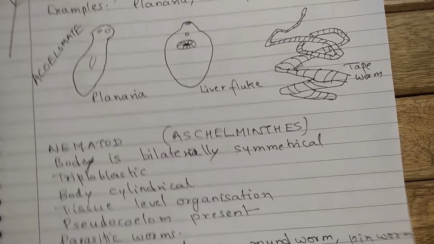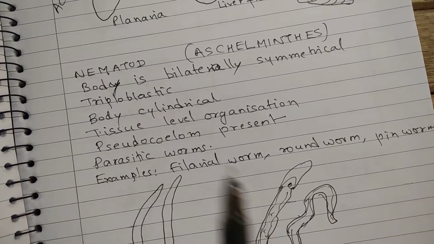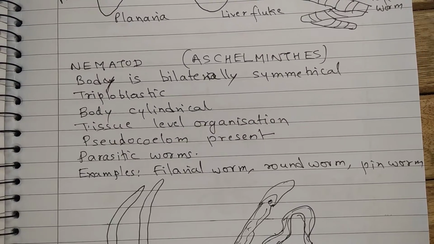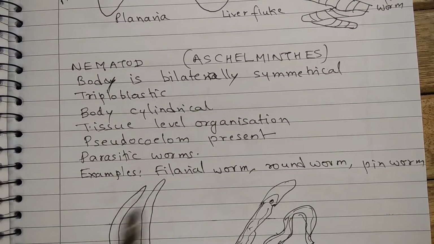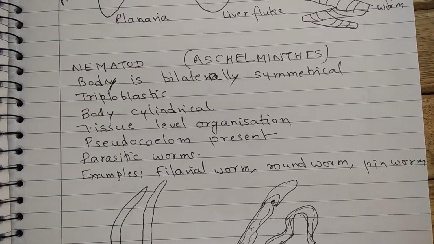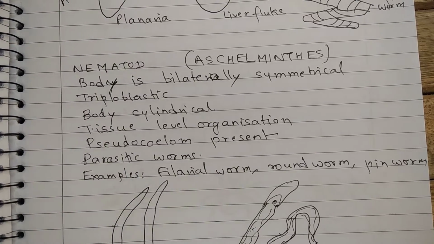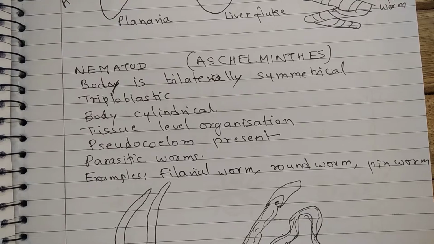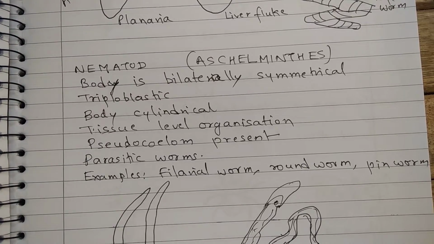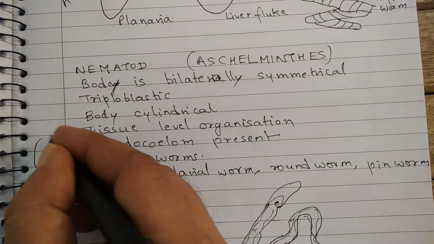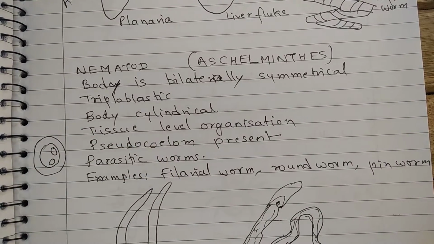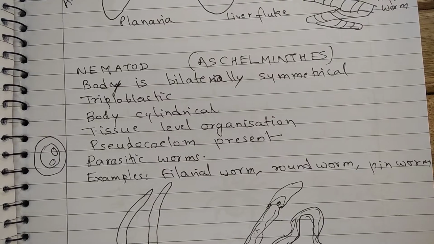Now next phylum is Nematoda or Aschelminthes. In this case also the body is bilaterally symmetrical. These are also triploblastic. Body is cylindrical here, unlike the flattened body in case of Platyhelminthes. There is still tissue level organization. Pseudocoelom is present, which means that in the body cavity, say for example this is the body cavity, some rudimentary coelom can be present. So coelom is still to develop.